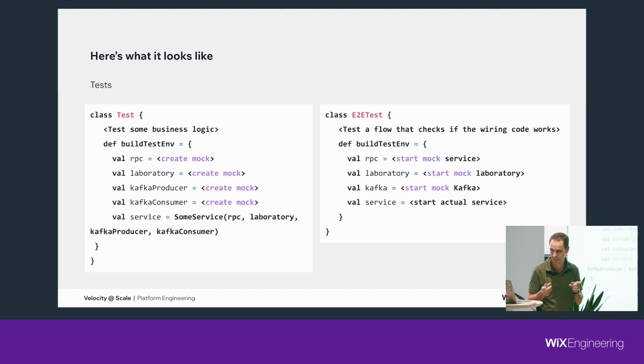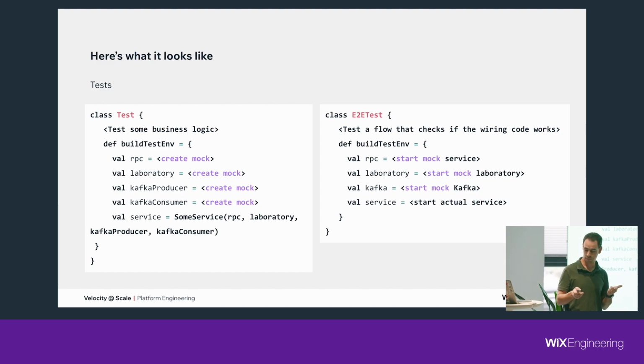So I'm basically repeating this on the left side with a test. So I'm doing the exact same code, but this time I'm creating a mock RPC, mock laboratory, mock for everything. And then I initialize my service. And by mock, I mean mocks that run in memory. And now I can test all of my business logic, and I'm really happy.